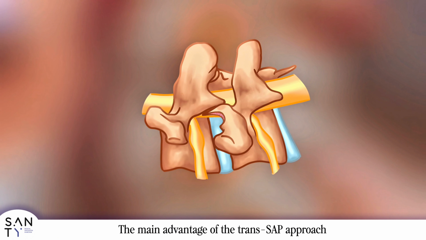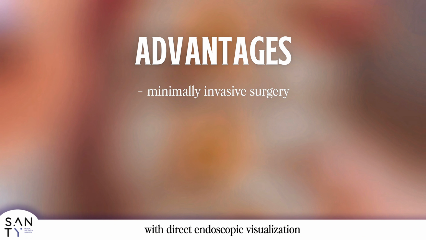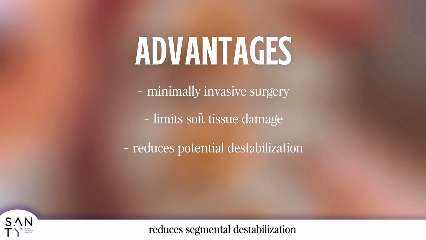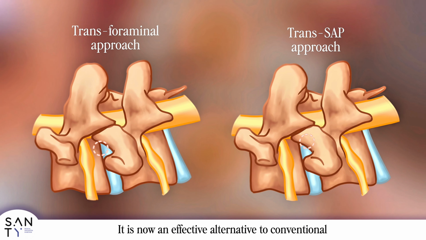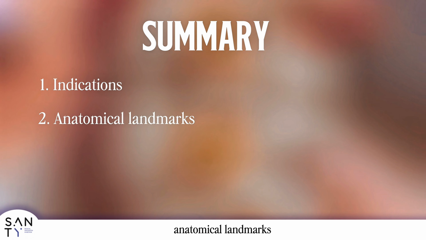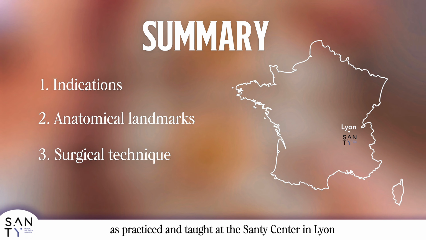The main advantage of the TRANS SAP approach is that it offers a minimally invasive technique with direct endoscopic visualization. It limits soft tissue damage, reduces segmental destabilization, and promotes faster postoperative recovery. It is now an effective alternative to conventional transforaminal endoscopic techniques, particularly when the foraminal anatomy is narrow or when the standard trajectory is difficult. In this video, I will detail the indications, anatomical landmarks, and the different technical steps of lumbar endoscopic discectomy via the TRANS SAP approach as practiced and taught at the Cette Center in Lyon.